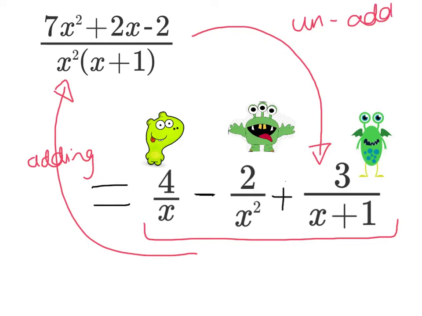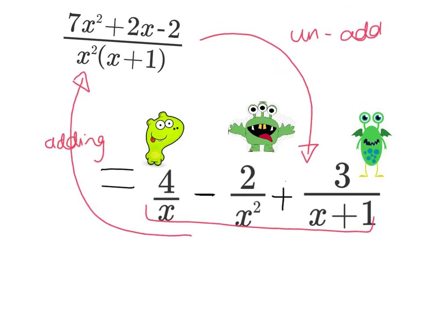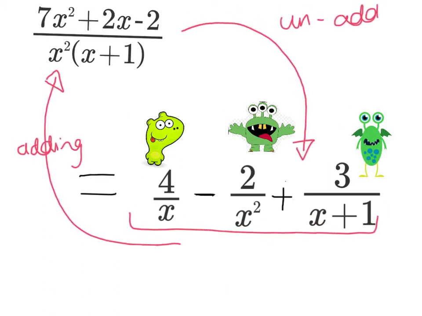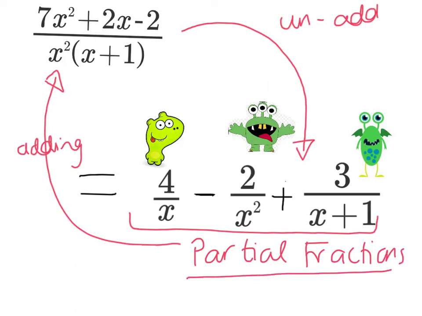And these cute little fractions that we end up with down here, the cute small ones, they are called partial fractions. So the process of doing this is usually called partial fractions. That's what you'll see in your book. Write the big scary fraction in partial fractions. So that's what we're going to learn how to do.